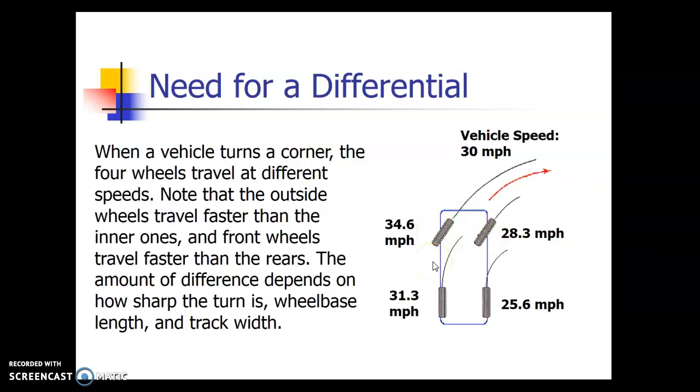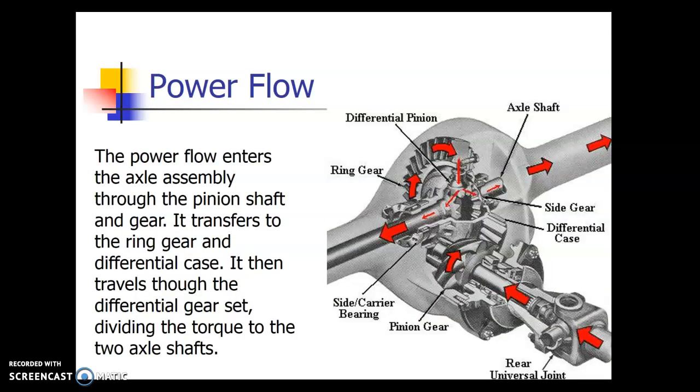So if you had a differential in the rear that didn't allow for differentiating speeds, the wheels would skid as you turn around the corner. So the differential allows for differentiating speeds, hence the name differential, as you turn around a corner. But how does it do that? It's actually pretty complicated, but also really, really simple.